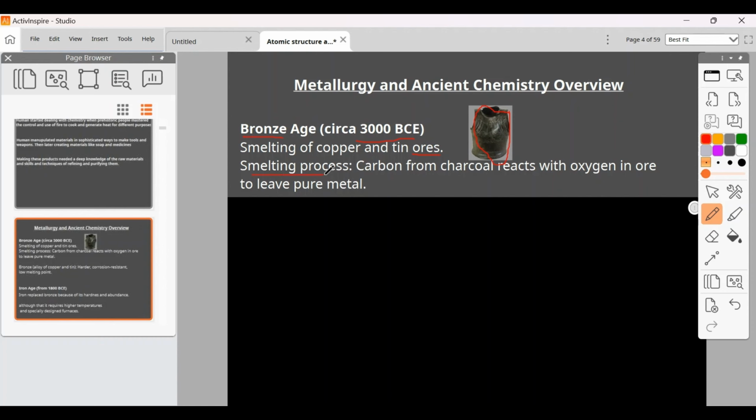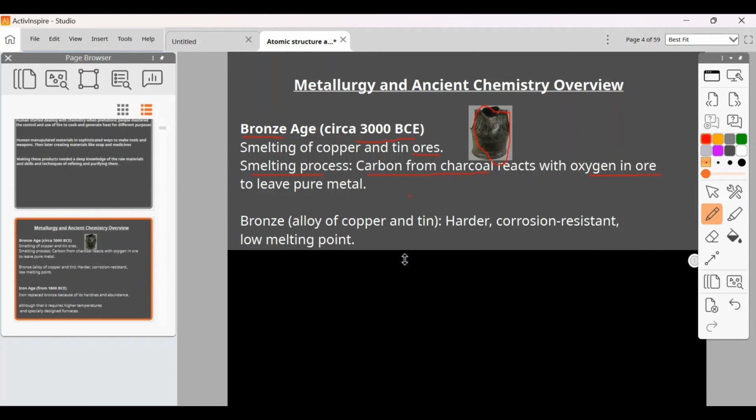They used the smelting process, which uses carbon from charcoal, which reacts with oxygen in the ore, because the ore contains oxygen, and it will leave the metal, tin and copper. And this was the bronze, which is the alloy of copper and tin. This bronze is hard, resistant to corrosion, and also low in melting point.